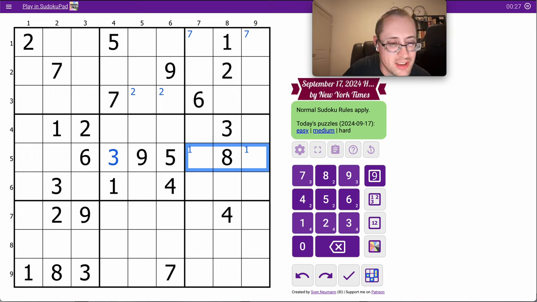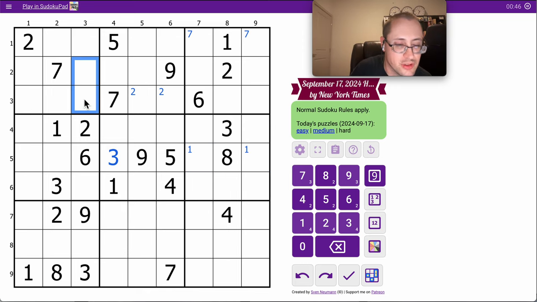I've done most of my initial scanning on the top three rows, and then the middle three rows I placed two threes. And do I get anything else? Not easily, nope. And I get nothing in the bottom three rows, and in fact, nothing in row eight.